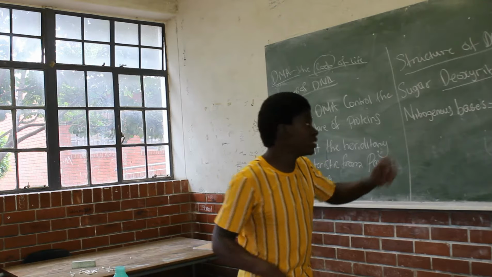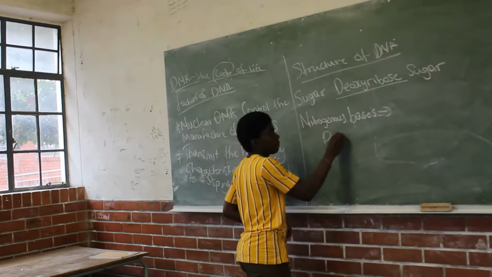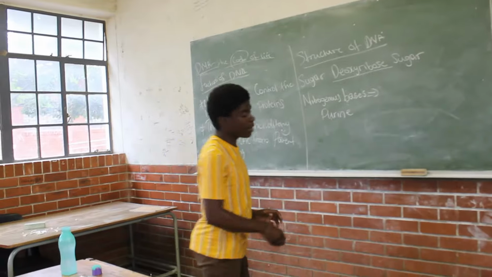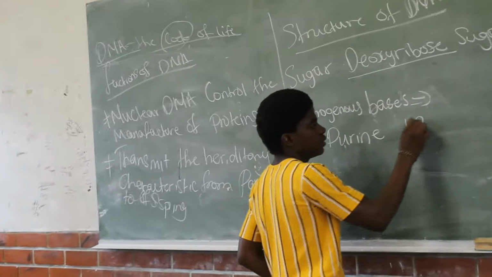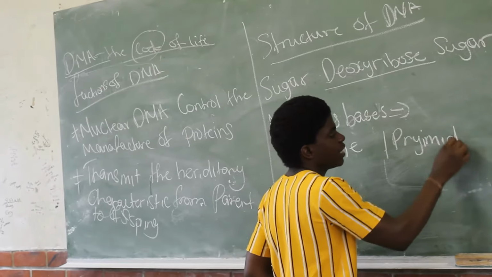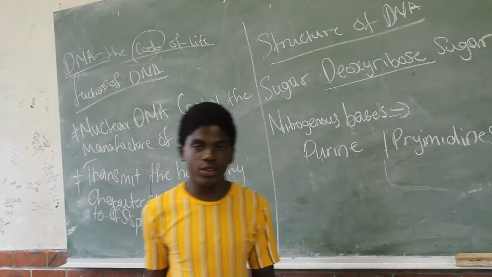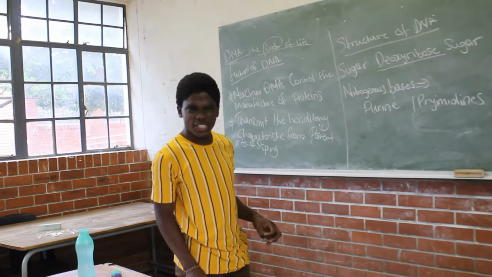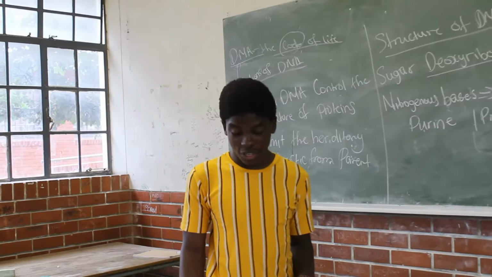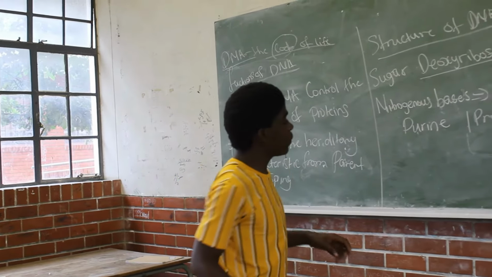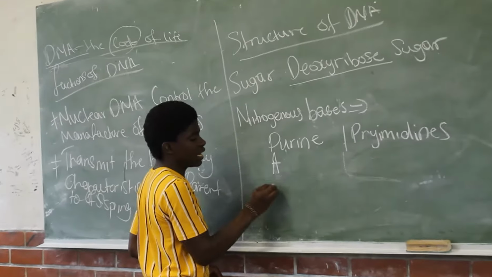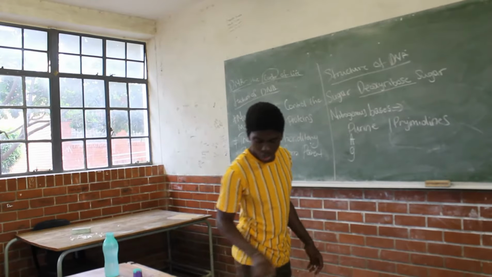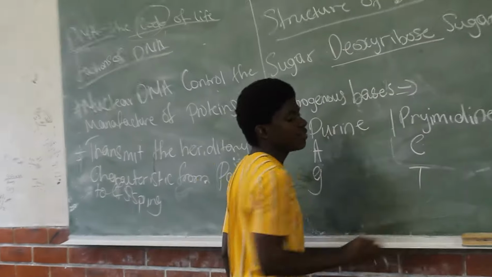We have purines. And then we also have pyrimidines. Pyrimidines, whichever way you pronounce it, as long as you write the correct spelling, which I'm not good at sometimes. My learners will tell you that. Okay, so when you're talking about purines, I'm talking about adenine and guanine. And then when you're talking about pyrimidines, we are talking about cytosine and thymine.